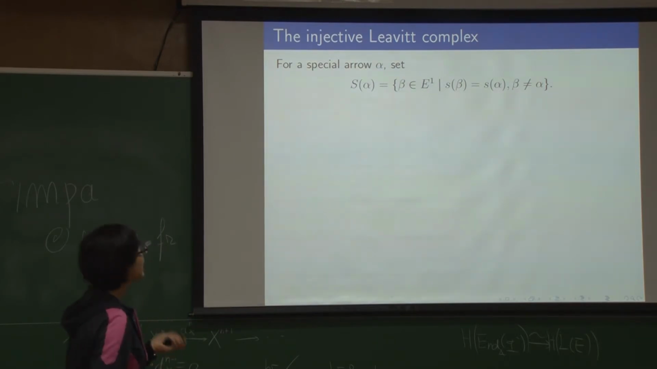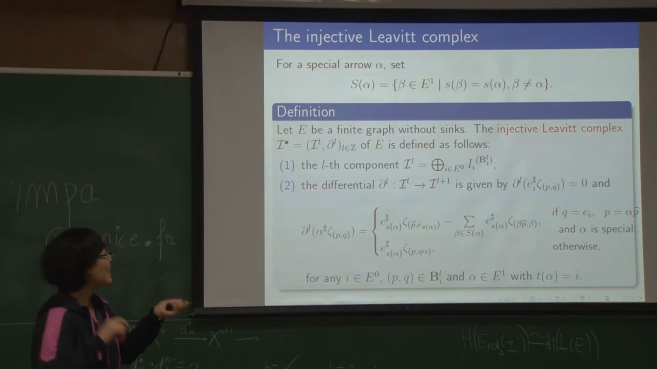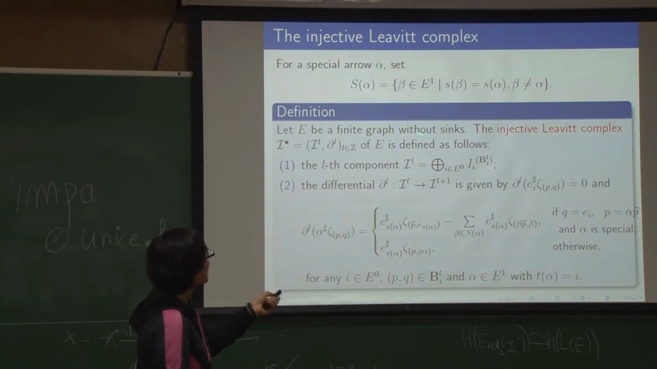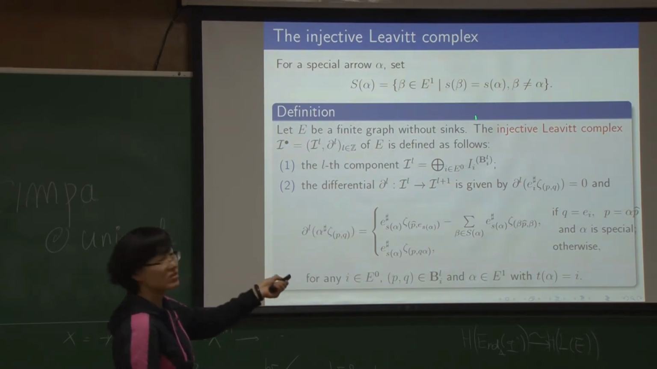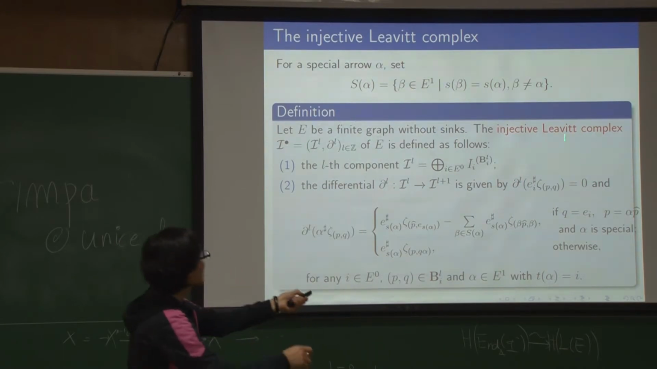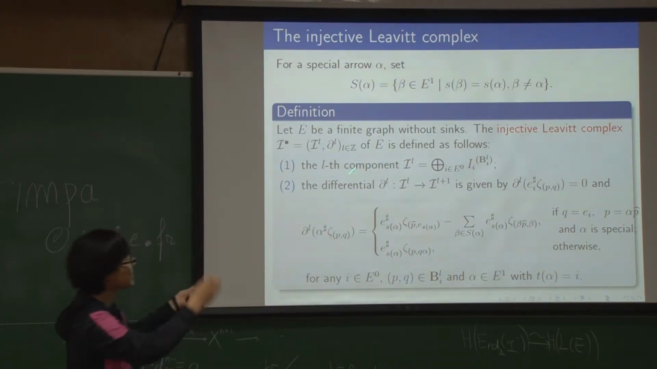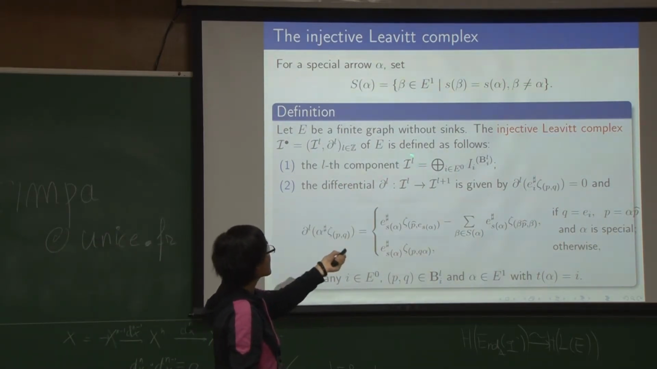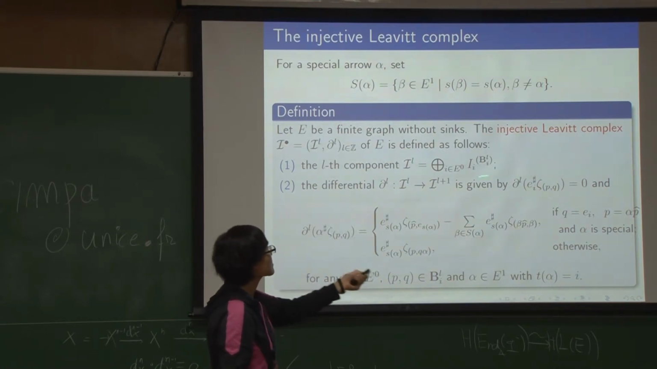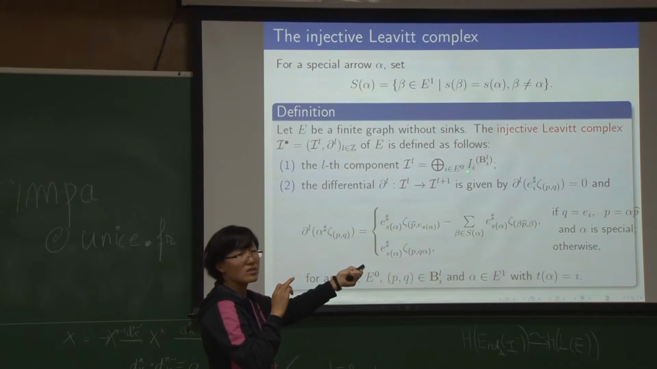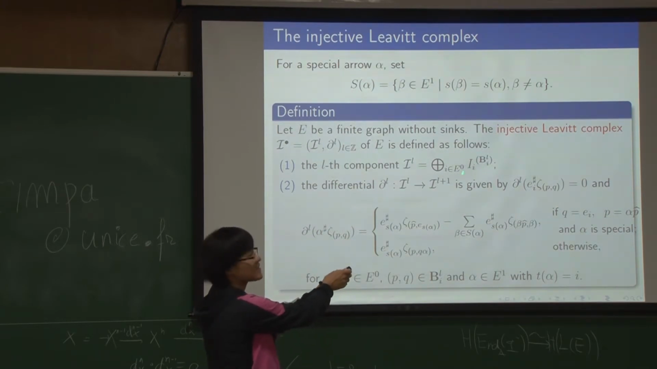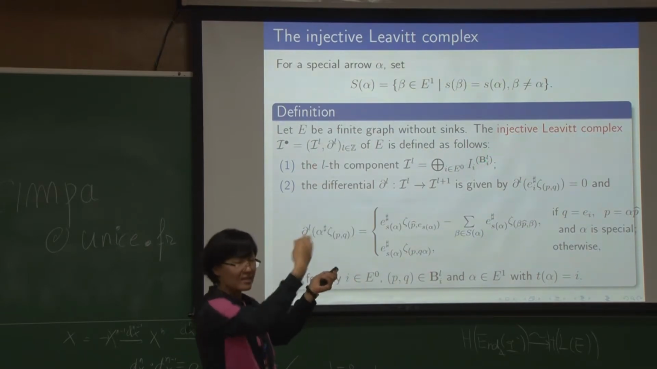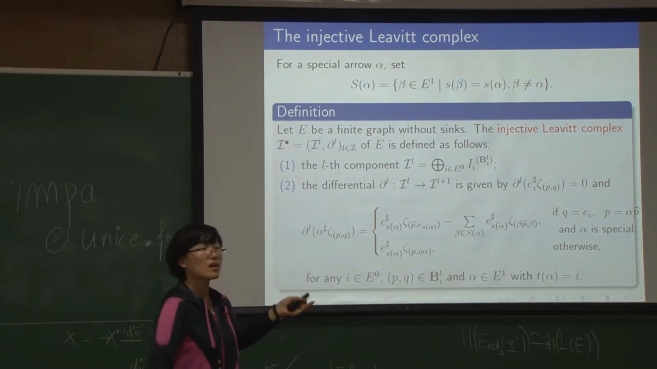So now we can give the definition for this injective-level complex. Here we only consider finite graphs without loops. To give the complex, we need to give each component. So first we give the L-th component. The component is the direct sum of these injective modules. Remember that these are the injective modules corresponding to the vertex i, and B_L^i is the set consisting of these admissible pairs.